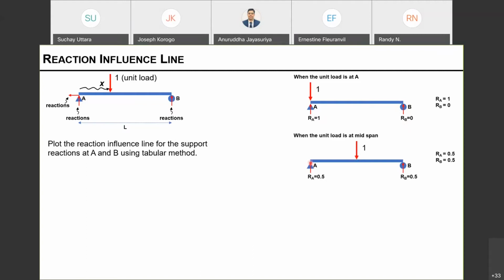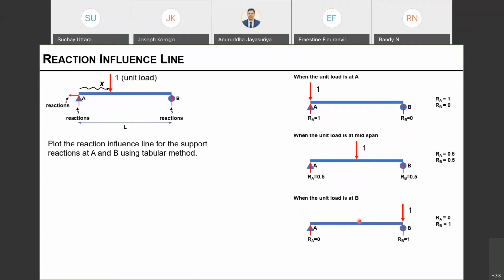Okay, and what happens if I move this unit load further? Let's say I am at the mid span now. See the difference here. When I move this load from A to the mid span, the reaction is changing, because now it is in the mid span, and the supports are sharing this load equally. So this is one unit load, so this will be 0.5 and this will be 0.5.